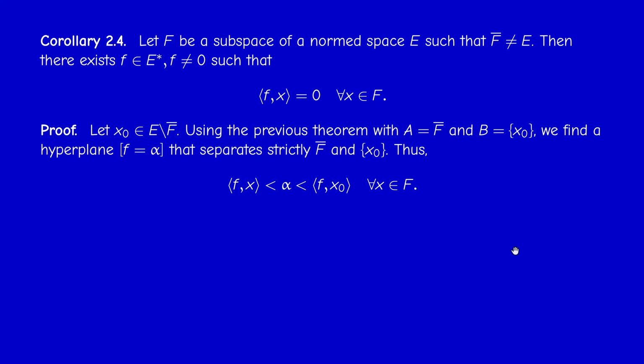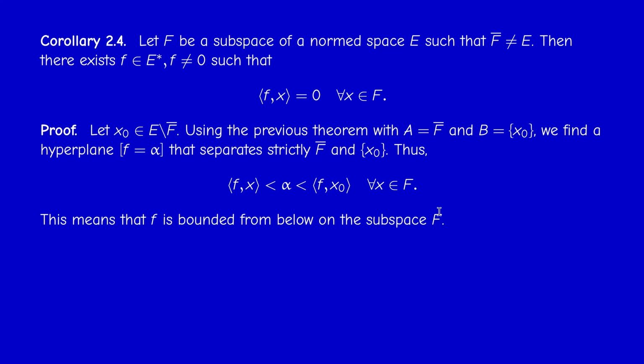So what do we have now? The linear map f is bounded from above on a subspace. It's very important to work with a subspace, because we proved in the exercise of chapter 1 that this implies that f vanishes on the subspace. If it's bounded from below or from above, it's necessarily 0. Therefore this is 0, and that's what we proved. And of course f is not identically 0 because the hyperplane is not trivial.